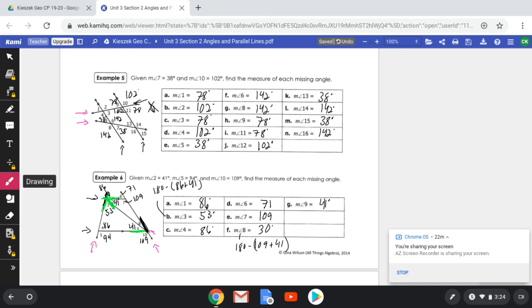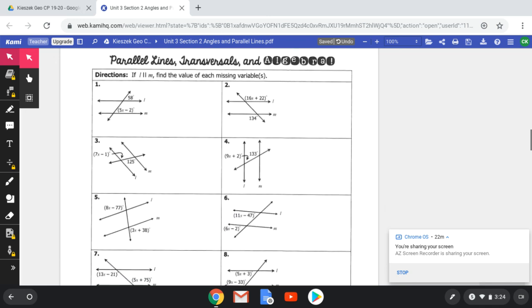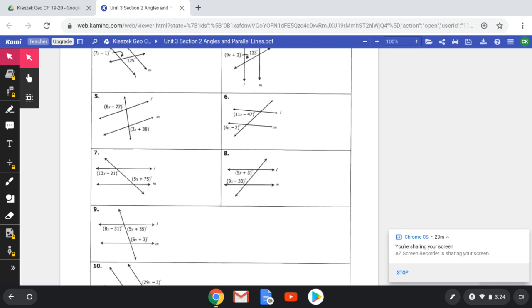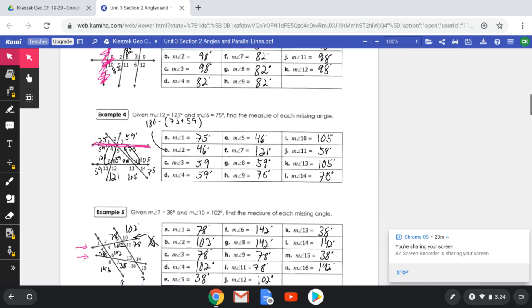So that, ladies and gentlemen, is how you figure out these different angle measurements with the different angle relationships. Again, if you have any questions, go back to the video, rewind the video, and look at the different examples again. In this packet too, you also have parallel lines, transversals, and algebra. This is going to be a whole lot easier than this here, but I think I gave you guys enough for one day.